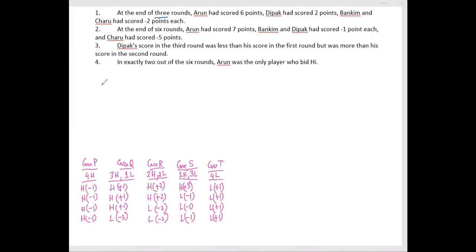So at the end of 3 rounds, Arun had 6 points. Let us write it down: Arun, 6 points. Deepak, 2 points. B and C both are -2 points each. This is given after the 3 rounds. Now, what are the different cases that I can consider to make this type of score? 6 points is a higher point, so let us try to go with this.